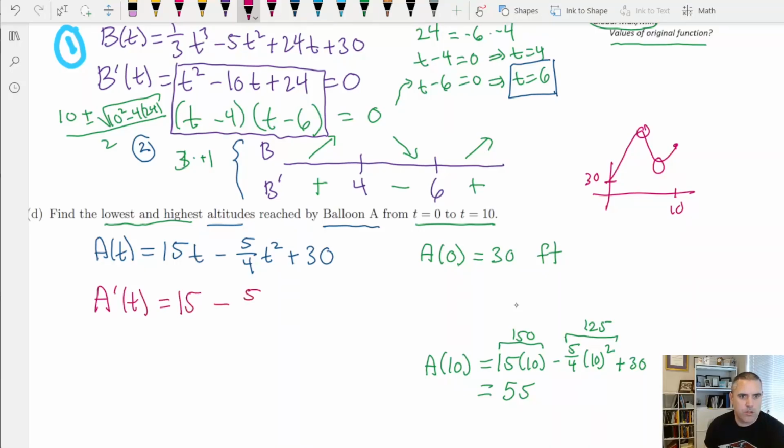We're really just understanding the many uses of the fact that we can find this derivative. We can find this slope formula. Now we can solve this. 15 equals 5 halves t. Multiply both sides by t.